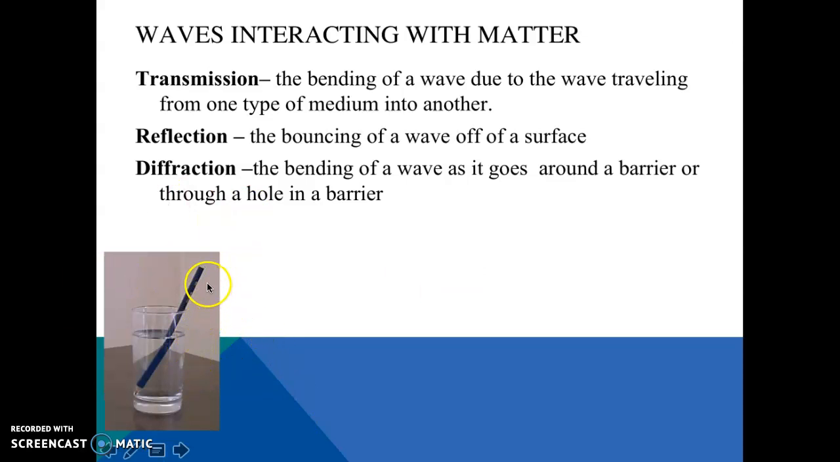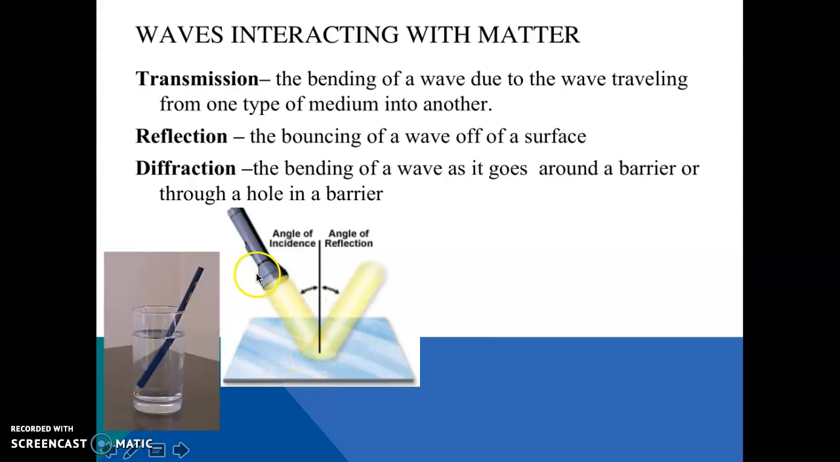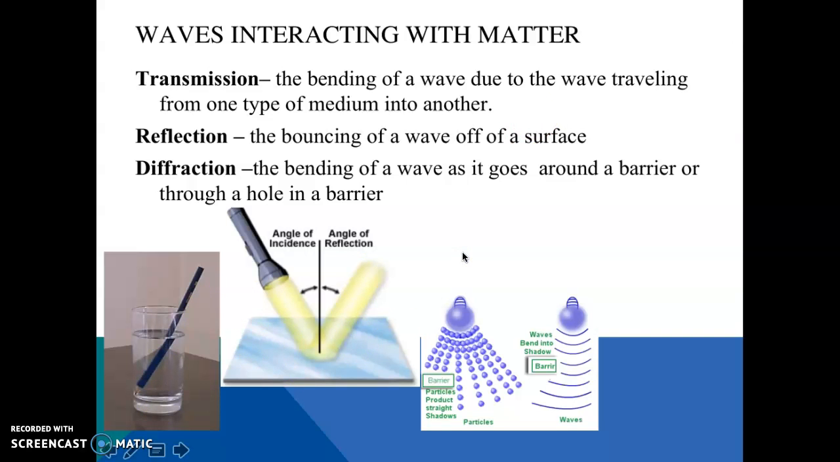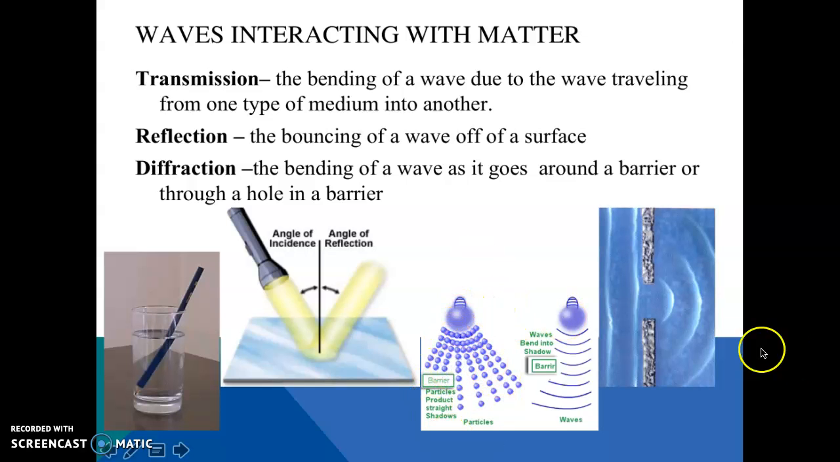So this is an example of transmission. The pencil is just in the air as the first medium, and then it changes the medium by going through the water in the glass, and notice that it looks a little bit different. Next, we can see reflection. So this is just light reflecting off of a surface. It's bouncing. Next, we have diffraction. So this is going around a barrier over here. We could also see waves here going from left to right. It goes around the barrier or this wall.